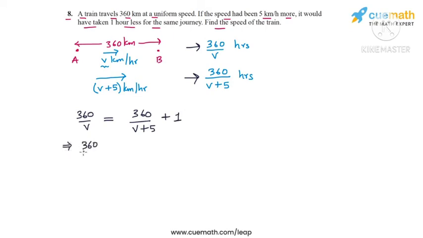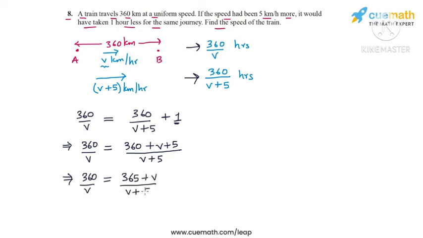So we have 360 by v, and on the right side let's take the LCM. So we get 360, and for this one we will get v plus 5 in the numerator, and in the denominator we have v plus 5, and this means that we have 360 by v, and on the right side we have 360 plus v plus 5, so 365 plus v by v plus 5.